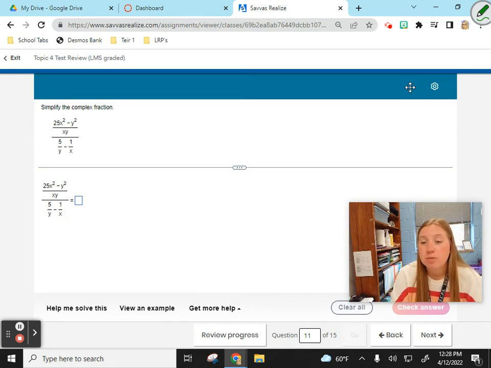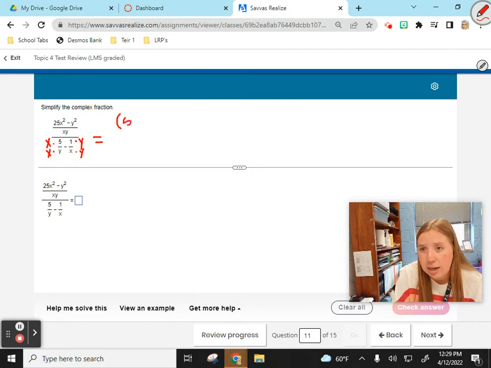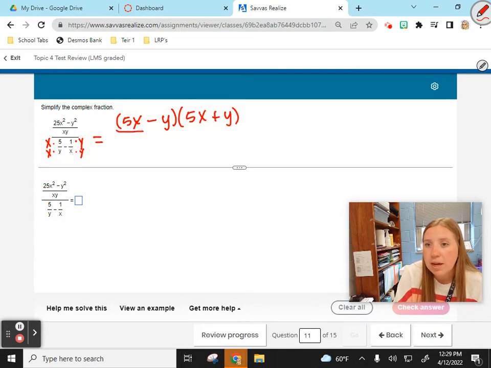To simplify the complex fraction, I want to get a common denominator down here. So I have to be able to subtract those 2 fractions, but they don't have the same denominator. So I'm going to multiply the first fraction by x and the second fraction by y. And then I also am going to factor the numerator of the first fraction at the same time. It's a difference of squares, so that should not be squared. 5x minus y times 5x plus y over xy.